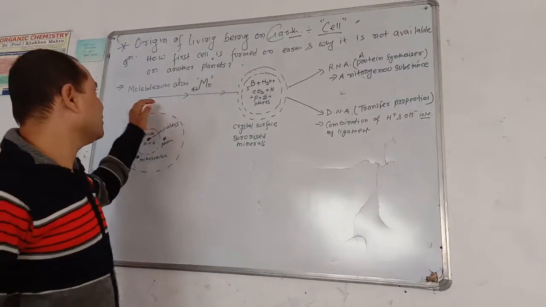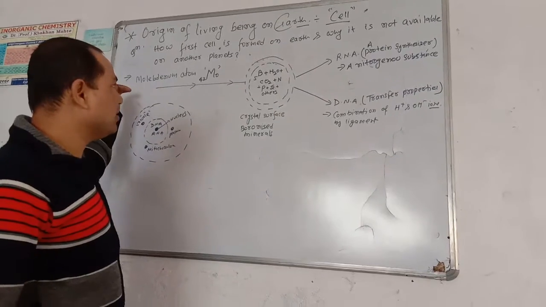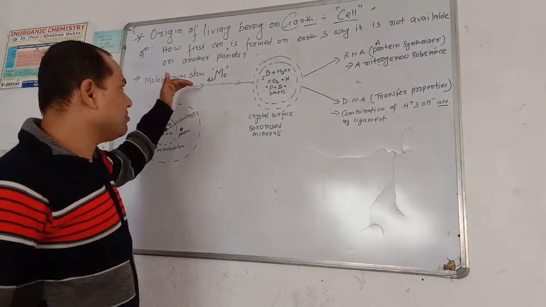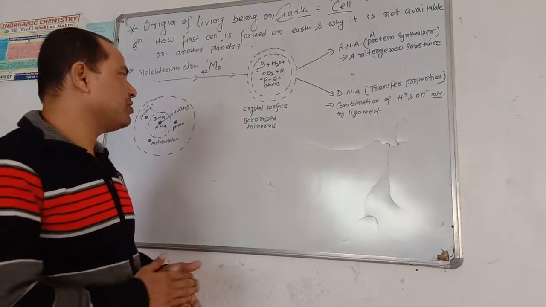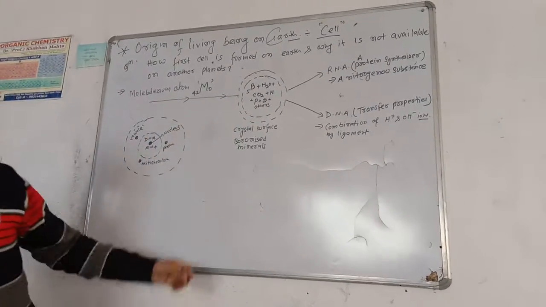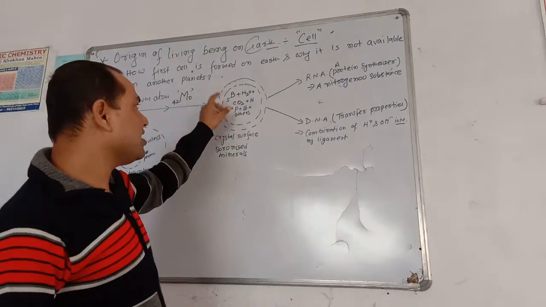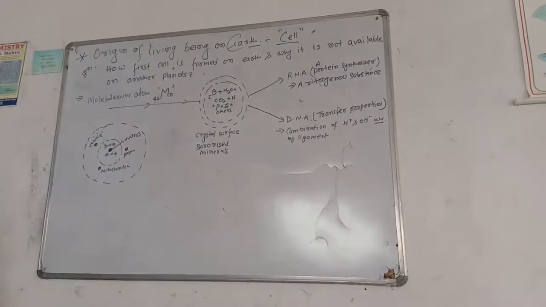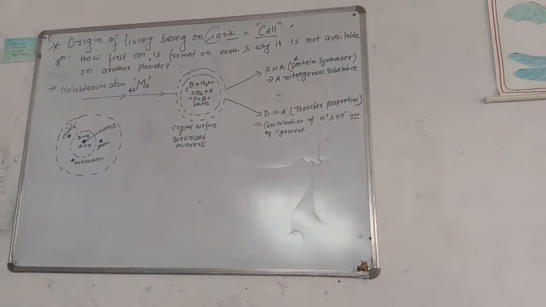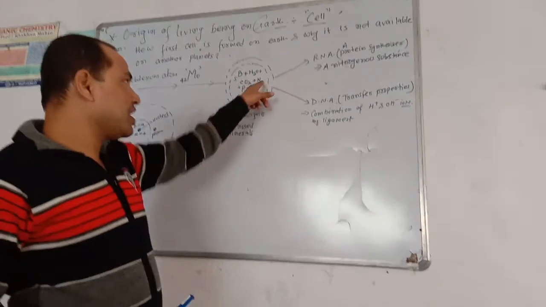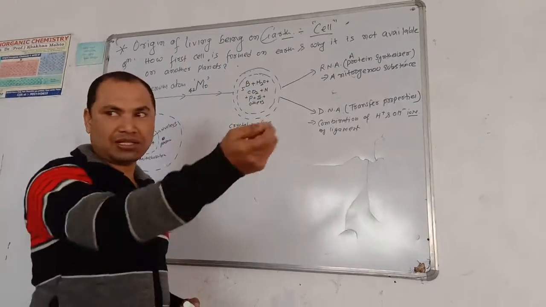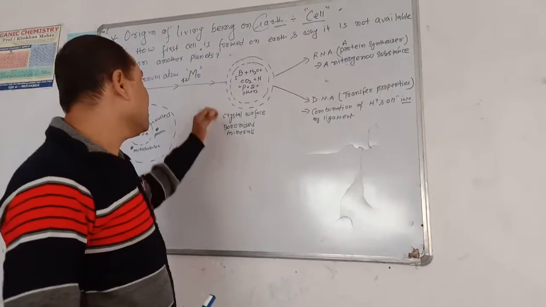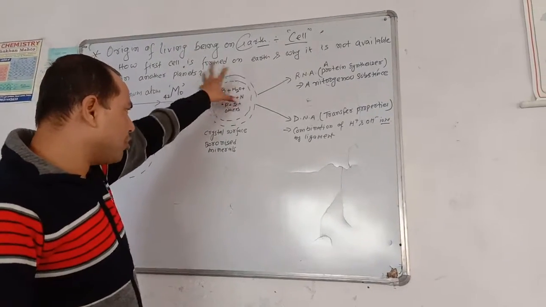I am going to repeat this topic. When the molybdenum atom passes through the crystal surface of boronite minerals, the boronite mineral contains boron, some amount of water, some amount of carbon dioxide, nitrogen, phosphorus, sulfur, and some other chemicals. This is called the boronized mineral.